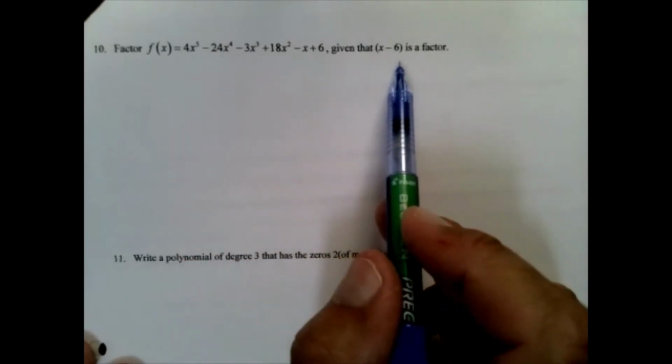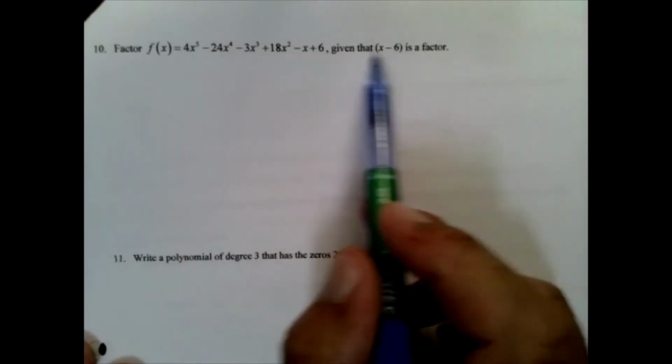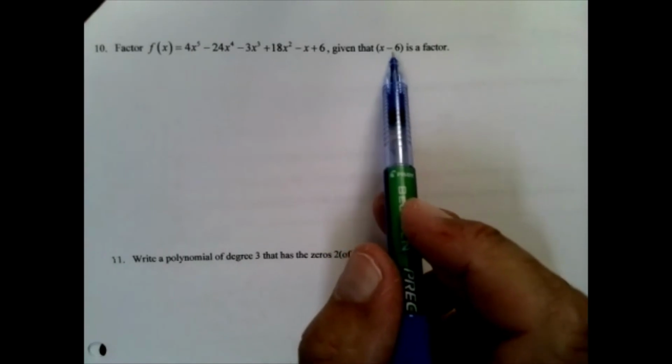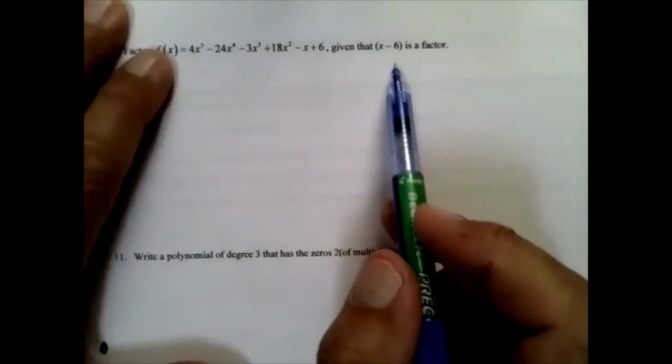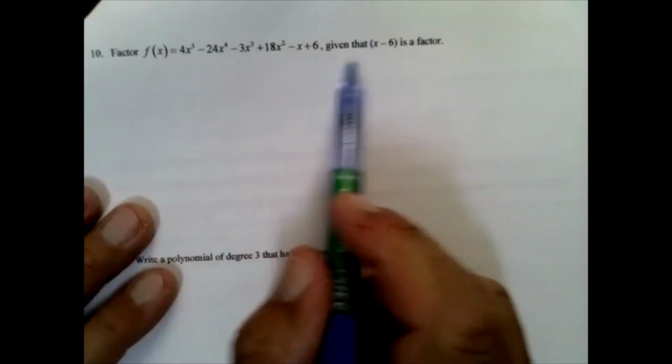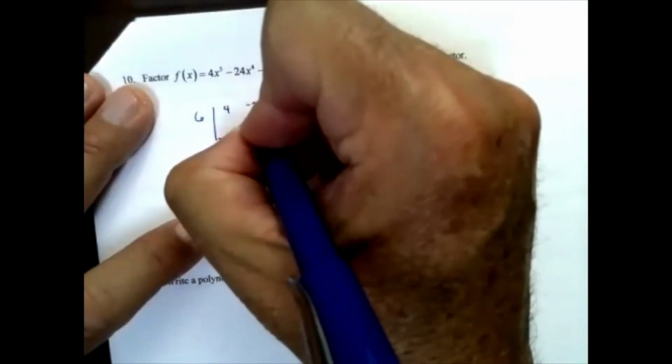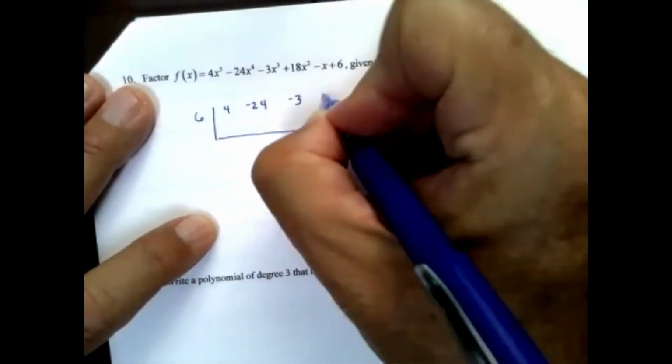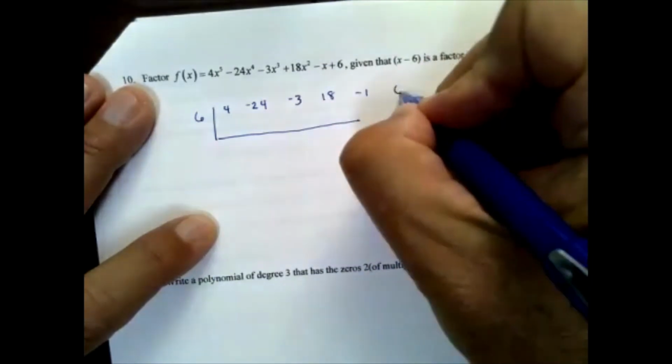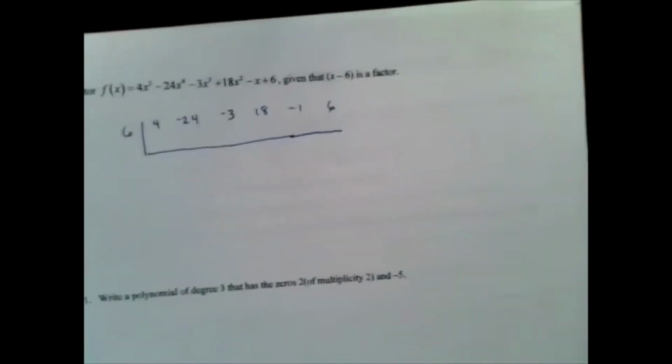Okay. So I know that this is a factor. And it says factor this given that f of x minus 6 is a factor. All right, so here's what I'm going to do. I'm going to say 6, and I'm going to do this. 4, negative 24, negative 3, 18, negative 1, and 6. And I'm going to go to town.